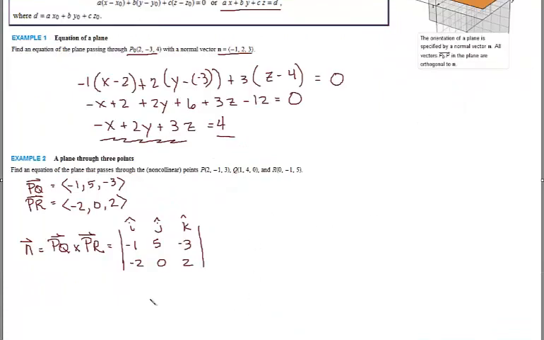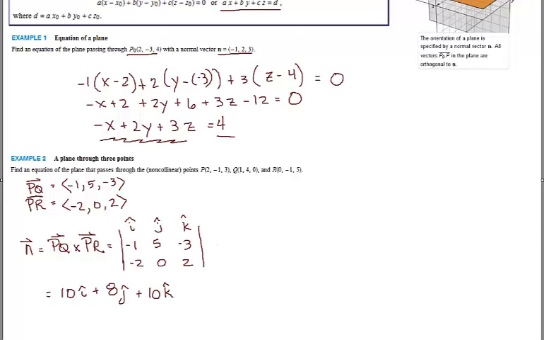Alright, I did that subtraction, and then I wrote down how it is that I'll get the normal vector, and then after doing that determinant, I'll get 10 as my I component, and 8 as my J component, and 10 as my K component.